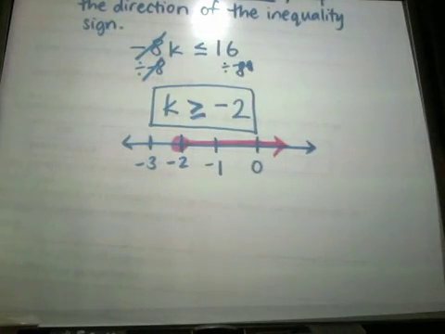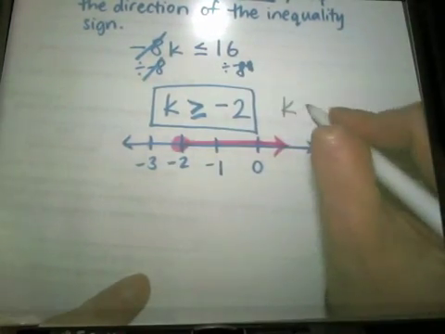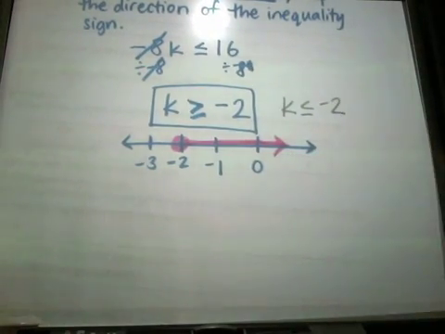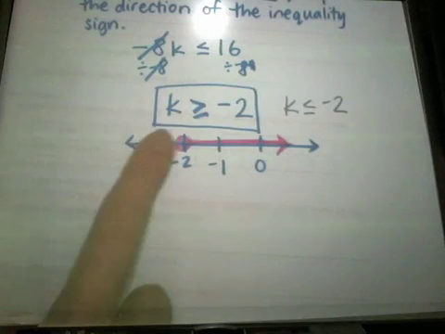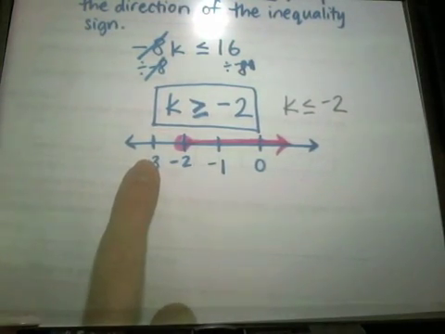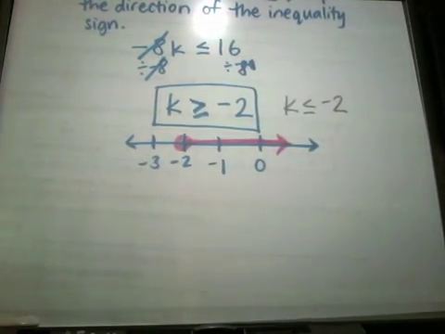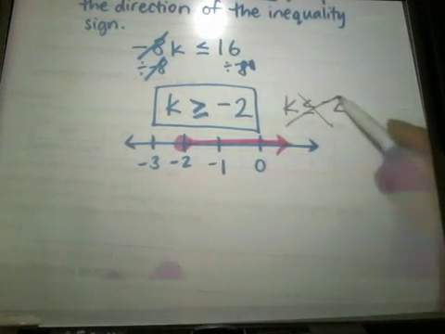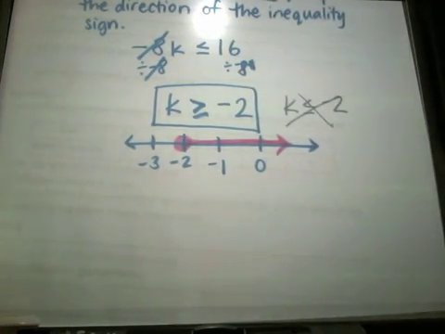But if we hadn't flipped the sign, don't do this, this is wrong. If we had left it like this, k is less than or equal to negative 2, we would have our graph going this direction. And I just showed you negative 3 doesn't work. We would be showing all the wrong answers. So this is not accurate. Okay, you have to flip the sign. And it's an easy thing to forget. So be on the lookout for that.